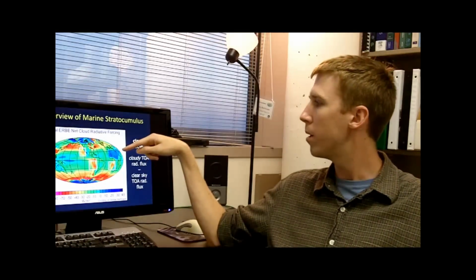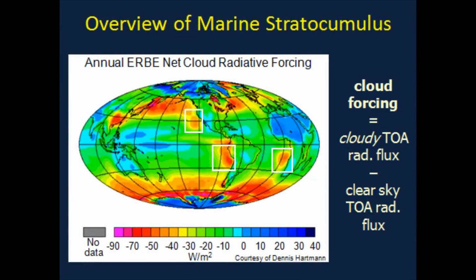of incoming solar radiation. So this is just another follow-up plot by Dennis Hartmann where we show the net cloud radiative forcing. So what that means is the difference that the cloud makes in how much sunlight is actually reaching the surface. So if you take your eye to the three marine stratocumulus regions, you see that they have these very, very red and orange colors. And what this indicates is they're reflecting lots and lots of incoming shortwave radiation.